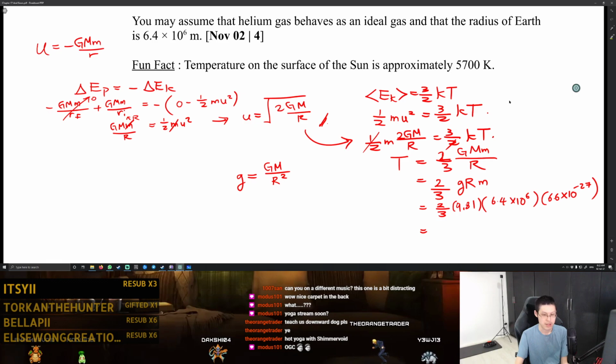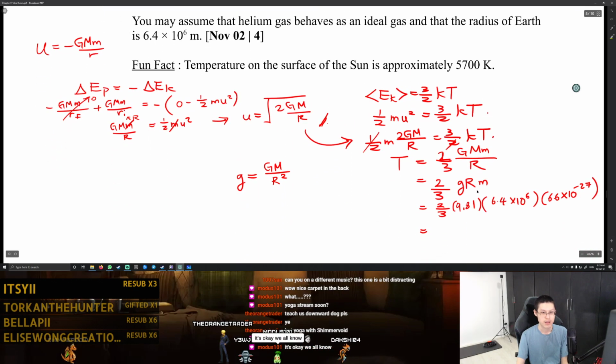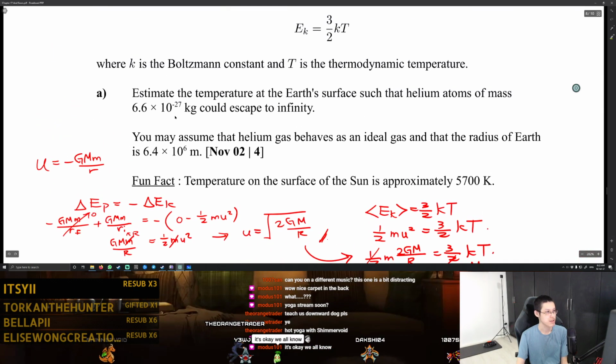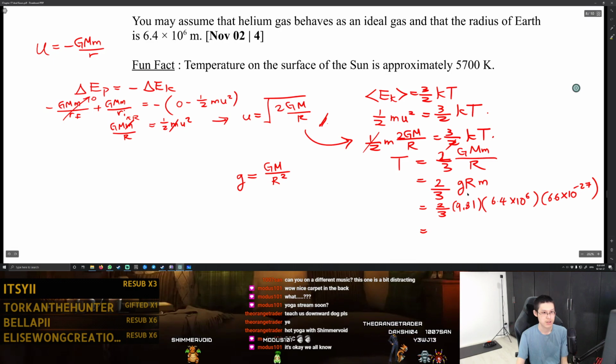Times 6.6 times 10 to the power negative 27. So we have... Wait a minute, I think I messed up something because I got some weird answers here. Hang on a sec, let me just check. Helium atoms with this mass. If this is r squared, g times r. Yes, I think this is correct.